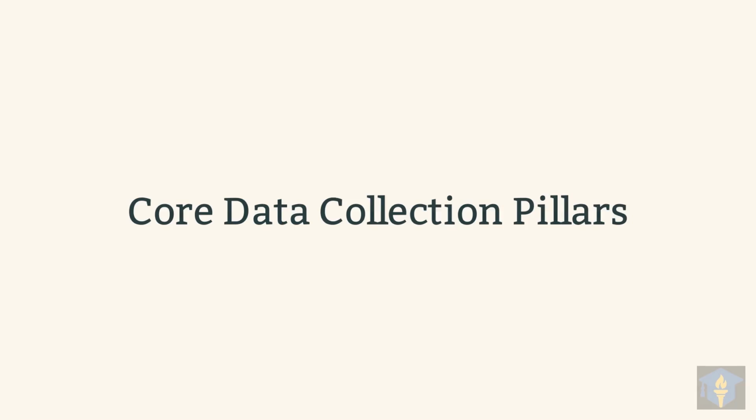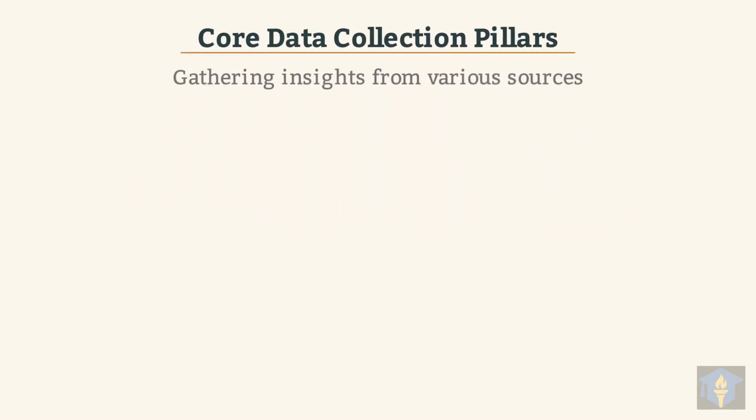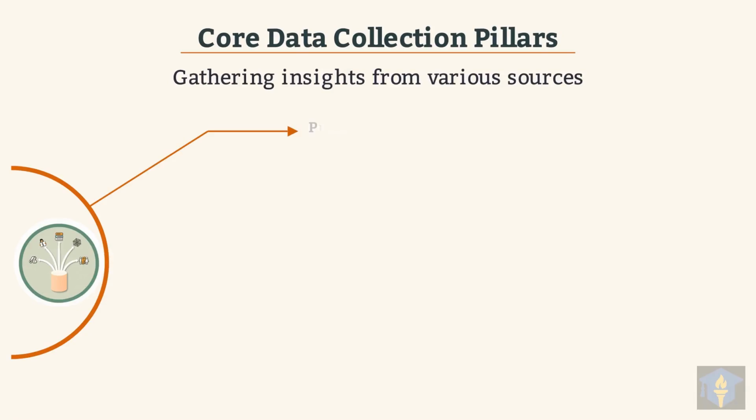Now, let's delve into the core data collection pillars, which are fundamental methods for gathering information. These pillars are all about effectively gathering valuable insights from a variety of different sources. First, we have primary collection, where data is gathered directly for your specific research needs. Next is secondary collection, which involves using data that has already been collected by others.